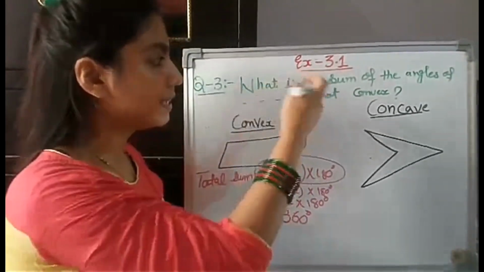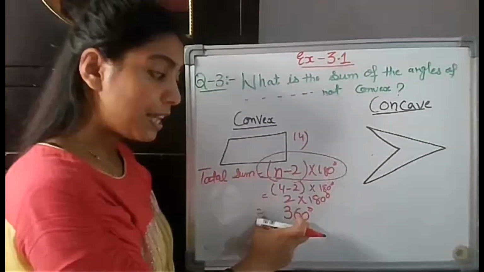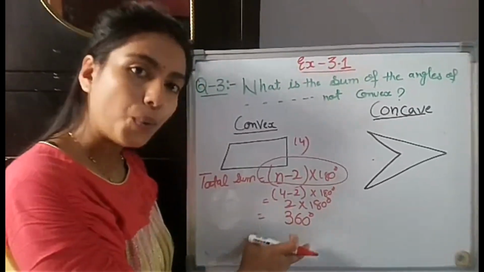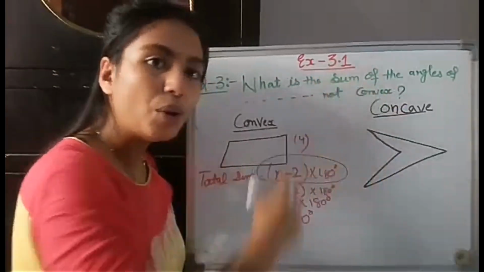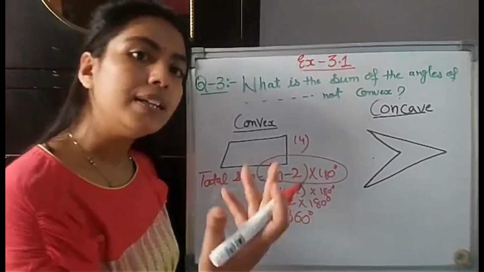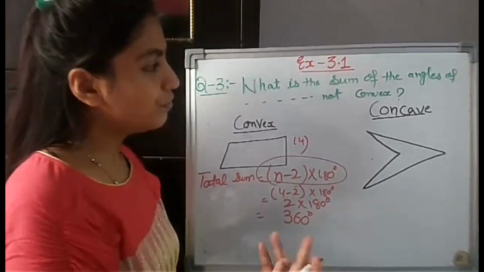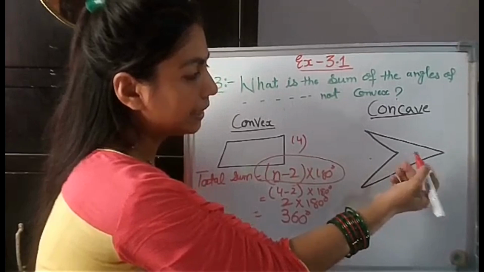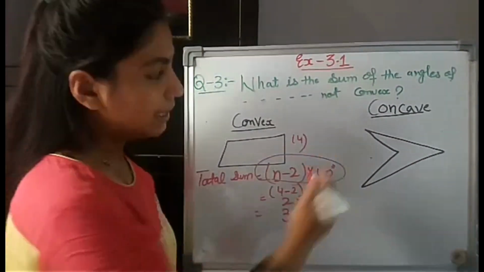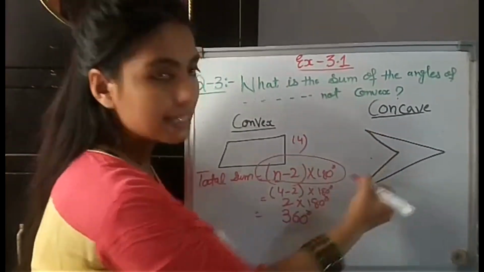Okay, now the second part of the question: does the same property hold when you do not have a convex polygon? It means you have a concave polygon. If yes, then you have to show it also. We don't know whether it is yes or no. So suppose I have taken one concave polygon, where the diagonal is outside.